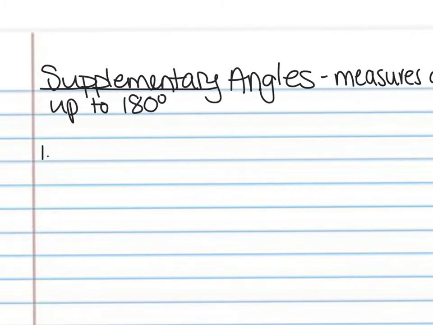So for these examples, we're going to have a 180 degree angle. Remember, just a straight line, this measurement, is like half a circle, which is 180 degrees. So the whole thing is 180 degrees. We're going to break it into two angles, and we're going to put the measure of one angle in there.